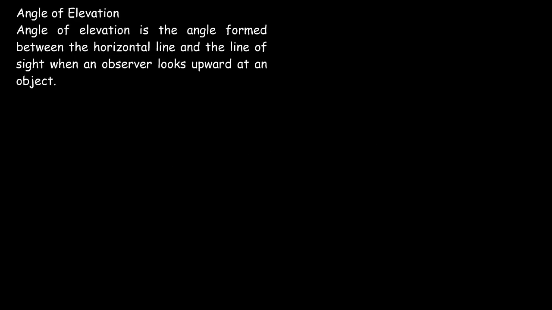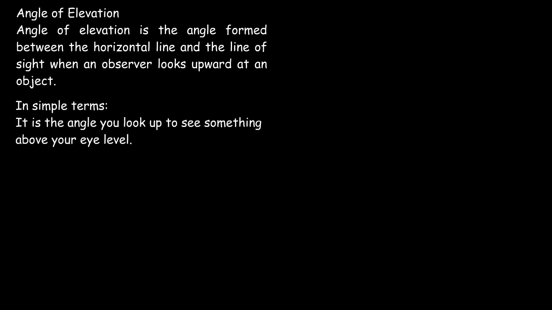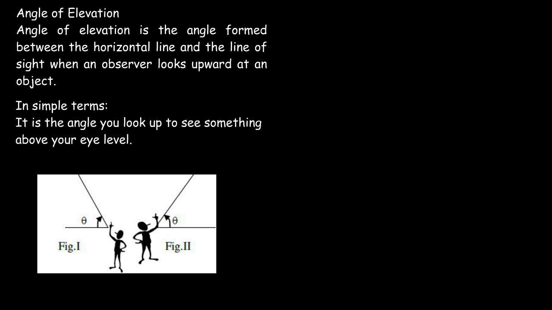Angle of elevation. Now angle of elevation is the angle formed between the horizontal line and the line of sight when an observer looks upward at an object. In simple terms, it is the angle you look up to see something above your eye level, and it is simply represented in the diagram as shown on the screen.